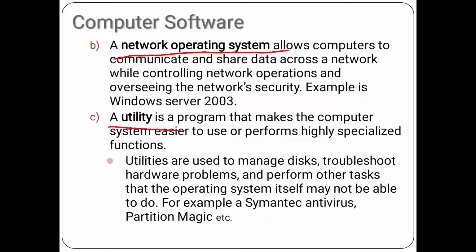A utility is a program that makes the computer system easier to use and performs highly specialized functions. Utilities are used to manage disks and troubleshoot hardware problems and perform other tasks that the operating system itself may not be able to do. For example, antivirus protection etc.